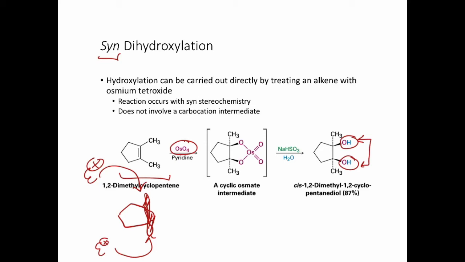And the cyclic osmate intermediate is shown here. So notice that those CO bonds are both pointing up. Now, they could also both be pointing down because you will get enantiomers, a mixture of enantiomers. But the point is that they're both going to be up or both going to be down. They're going to be syn.